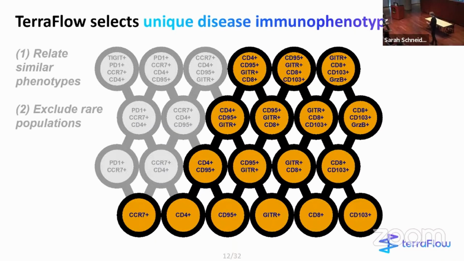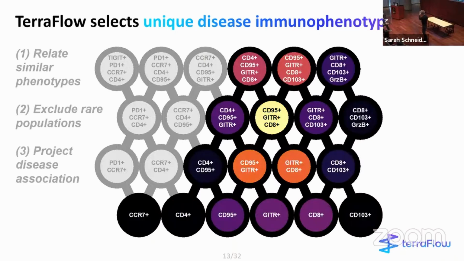Then what we do is we measure how well each of these phenotypes correlate to our clinical label, and we project that information onto the network. So in this example, you can see CD95 GITR CD8 is very strongly associated with disease. It's very bright. But you can also see how that effect size kind of spills over into related phenotypes that have 1 or 2 markers in common.